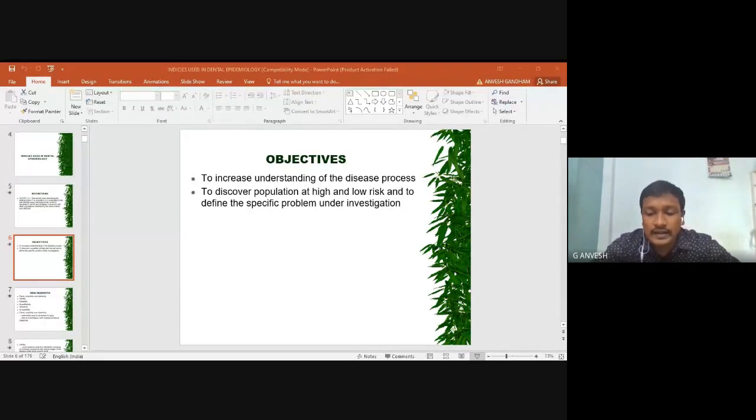Next one is your ideal requisites. For any index, we'll have some ideal requirements. The first ideal requisite is clarity, simplicity, and objectivity. Next one is validity. Third one is reliability. Fourth one is quantifiability, and next one is sensitivity and acceptability.